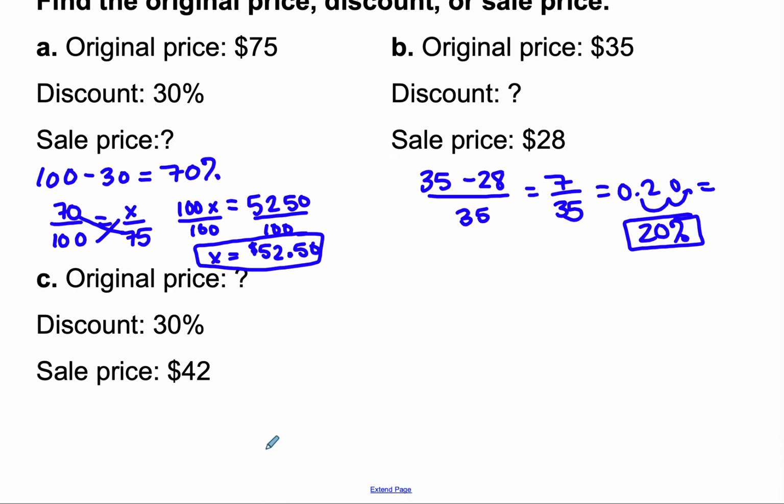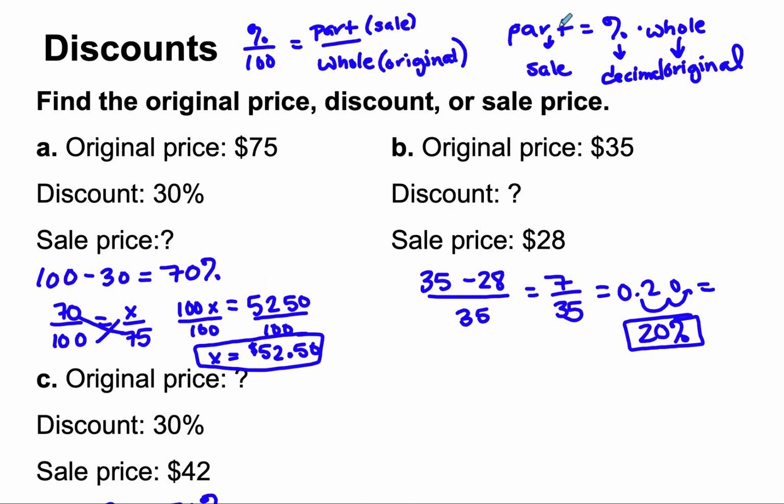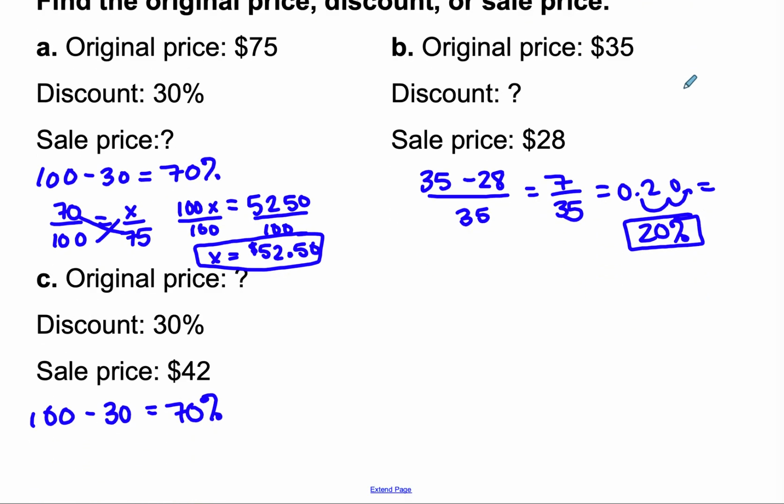All right, and then C, we don't know the original price. We do know the discount is 30%. We know the sales price. When you don't know the original price, you have to add or subtract with your percent first. 100 minus 30 is 70%. We're paying 70%. For the last one, I did the proportion strategy, so this one, I'm going to use the equation, but you could do either. Sale equals my percent as a decimal times the original.